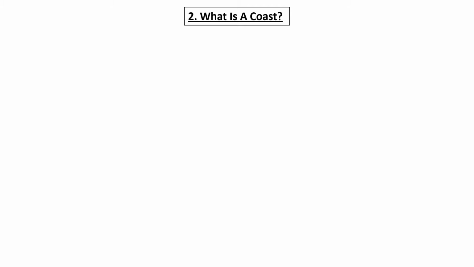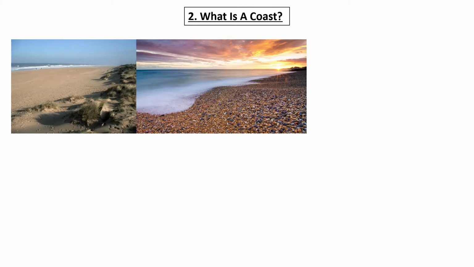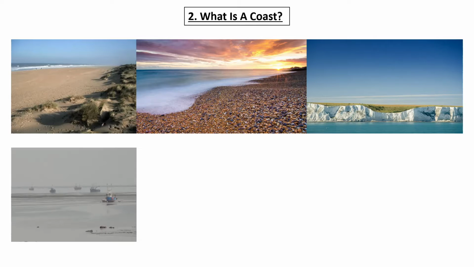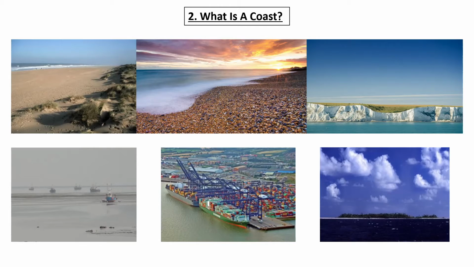So, what is a coast? What is the first thing that comes to your mind when you imagine coasts? Is it a sandy beach? Is it a shingle beach? Perhaps it's even the iconic cliffs of Dover. These are the most common thoughts when people imagine coasts, but there are also things like saltwater marshes, there's man-made ports, and there's also islands, all of which also count as a coast. They all have unique coastal landforms.